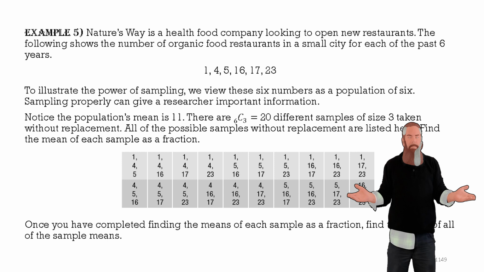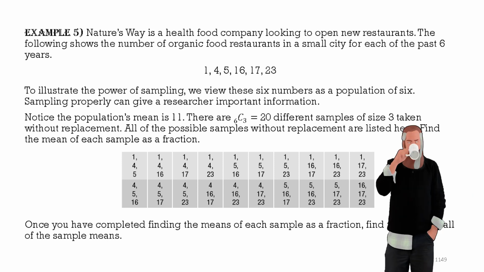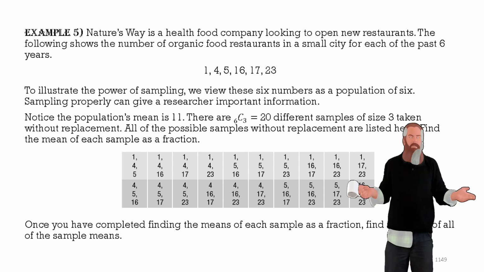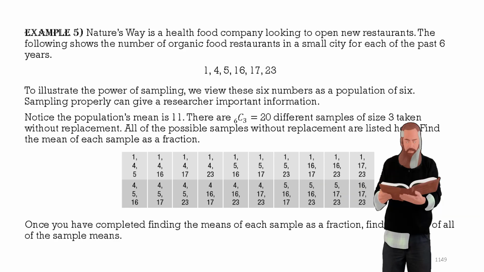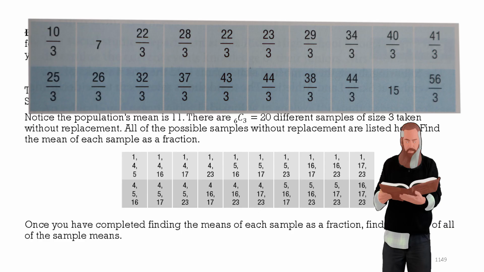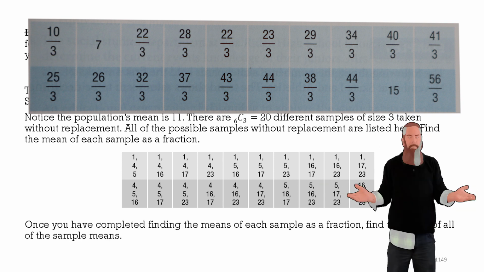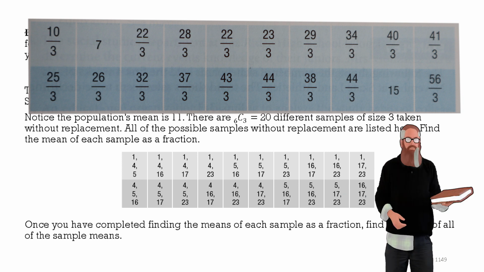All of the possible samples without replacement are listed here. Find the mean of each sample as a fraction. Once you have completed finding the mean of each sample as a fraction, find the mean of all sample means. For each sample, add the numbers and divide by 3, and express your answer as an improper fraction, which you can see here on the screen.